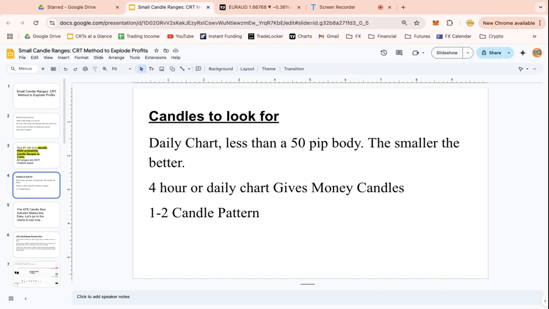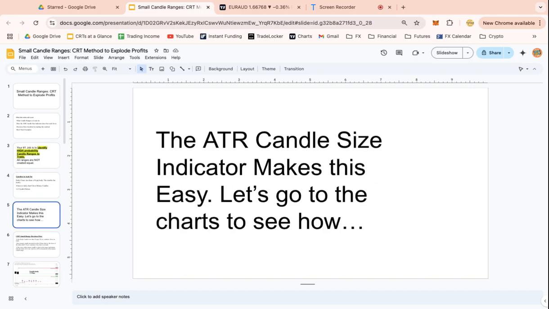And then after that daily chart closes, we're looking for a money candle on the 4 hour or the daily chart, that's going to give us that money candle that pokes above or below the range and closes back inside of it. So this is a 1 to 2 candle pattern. I'm going to show you what I mean. But we don't have to manually measure every single candle to see how long the body is. The ATR candle size indicator is going to do that for us. So let's go over to the charts and see how.